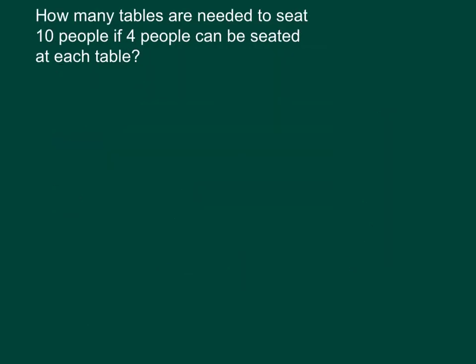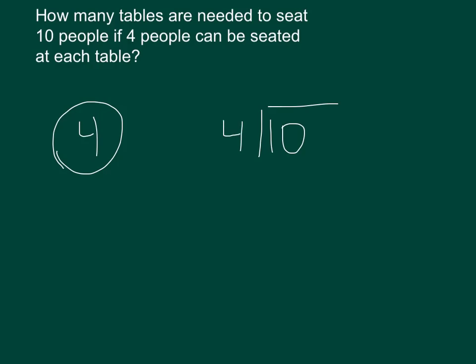Now this is going to be a different way that we're going to be able to use the remainder. It says how many tables are needed to seat 10 people if 4 people can be seated at each table. So one table can hold 4 people. We know that we have 10 people. So what we're doing is essentially figuring out how many groups of 4 we can make from the 10 people. Because these tables seat 4 people, we want to figure out how many groups of 4 we can make from the 10 people that are there.